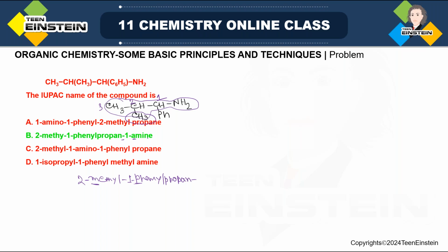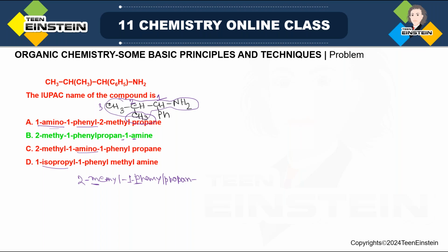And why are the other options not correct? Look at the other options. Suppose option A, what is the problem? Here it is mentioned 1-amino, 1-phenyl. That means the amino group is also treated as a substituent, but that is not correct. Only 2 substituents are there, phenyl and methyl. And also phenyl is written before methyl. That is also not right. Then option C, 2-methyl, 1-amino. Again, it is treated as a substituent. And option D, see here the parent chain, 1-isopropyl, 1-phenyl, methyl.